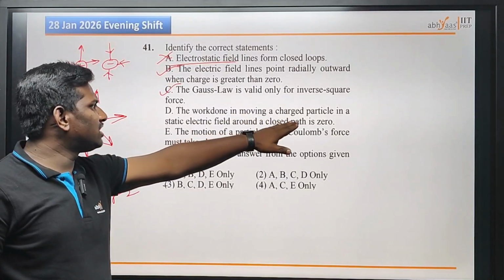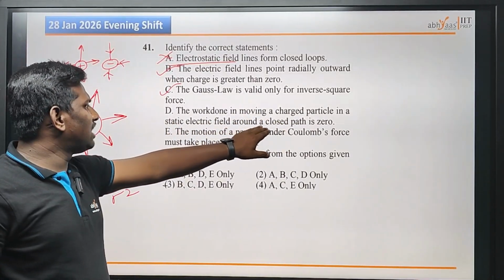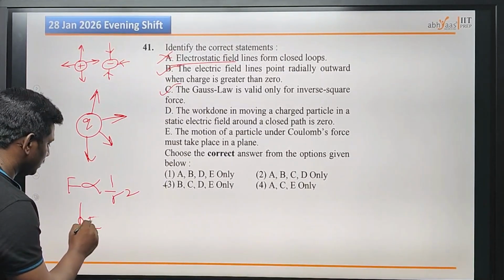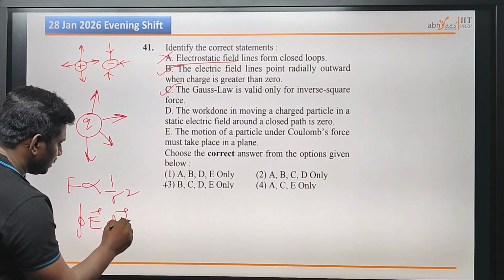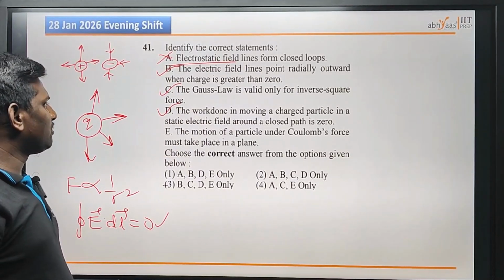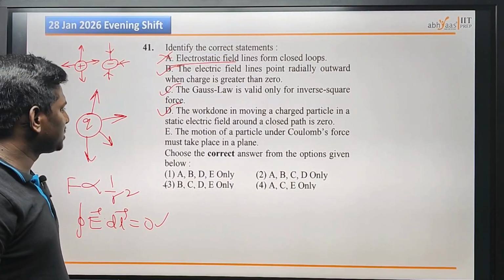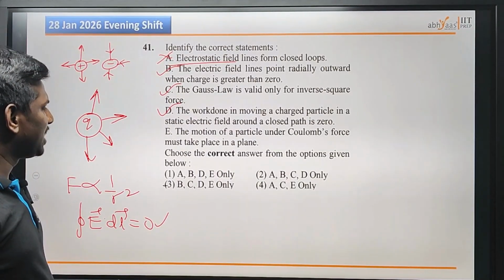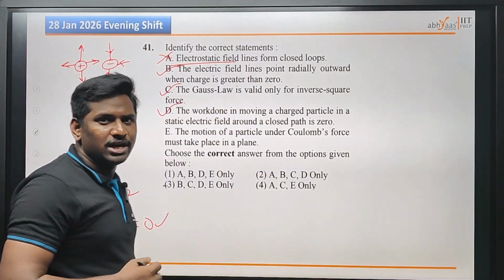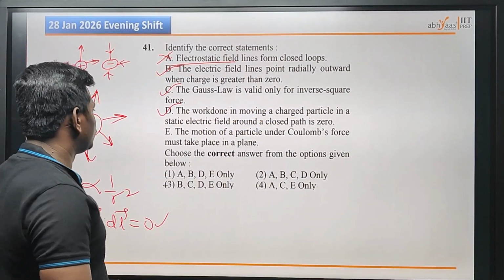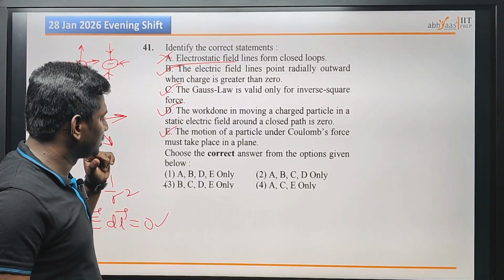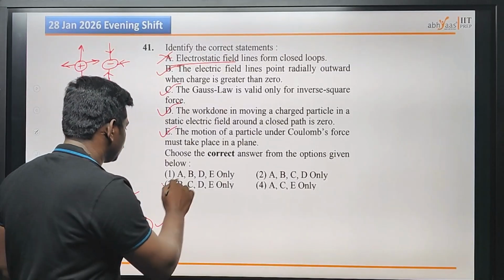The work done in moving charged particle in a static electric field around a closed path is 0. So see here, integral E bar dot dl bar equal to 0. This is also correct. Next, the motion of particle under Coulomb force must take place in a plane. Because Coulomb force is always acting along the direction of the line joining. This is also right. So B, C, D, E are correct answers.